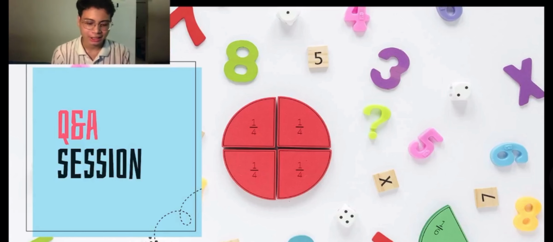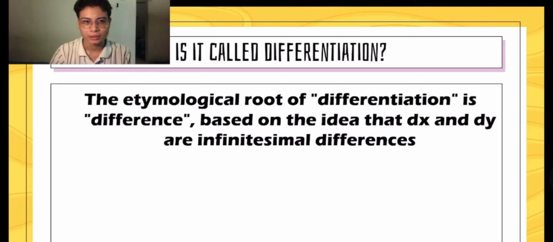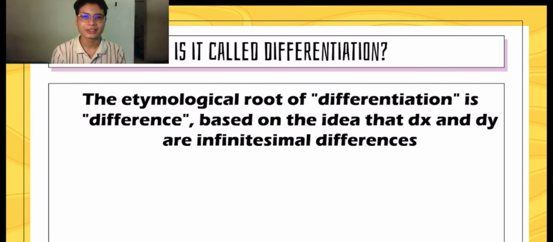Before we did our presentation, we gathered questions from our classmates regarding problems about differentiation. Now let's move to the Q&A session. Question number 1. Why is it called differentiation? The etymological root of differentiation is difference, based on the idea that dx and dy are infinitesimal differences.